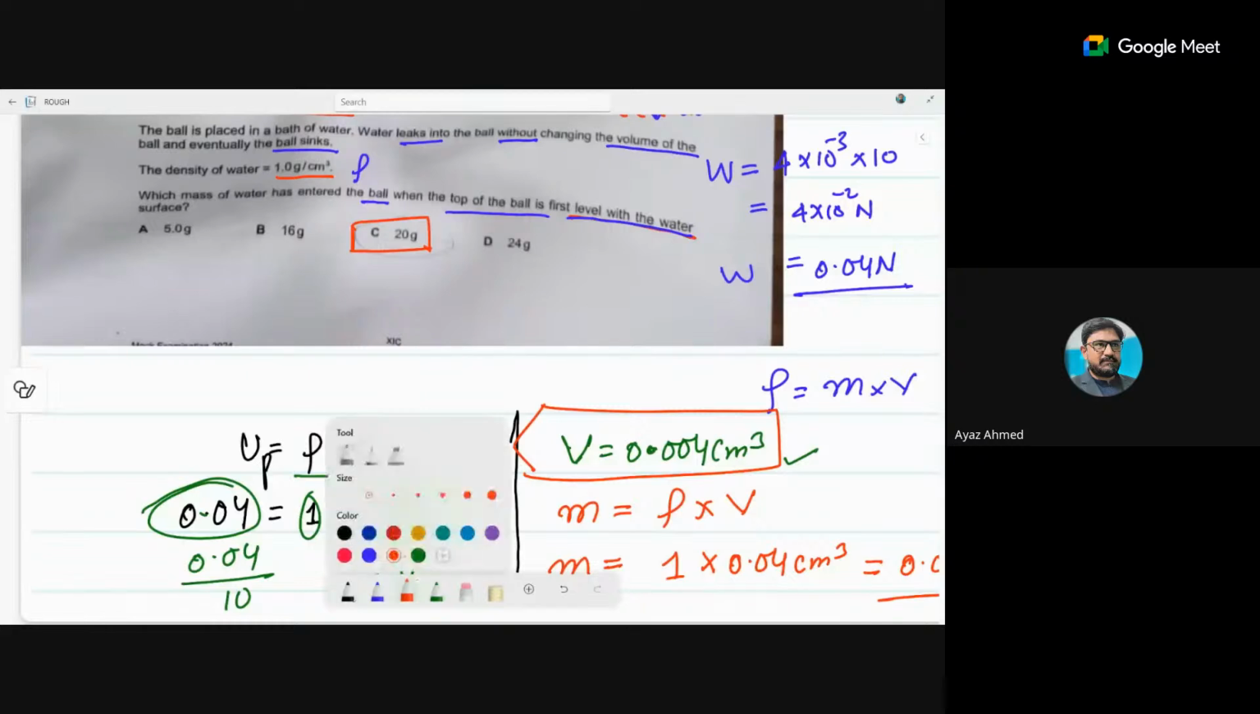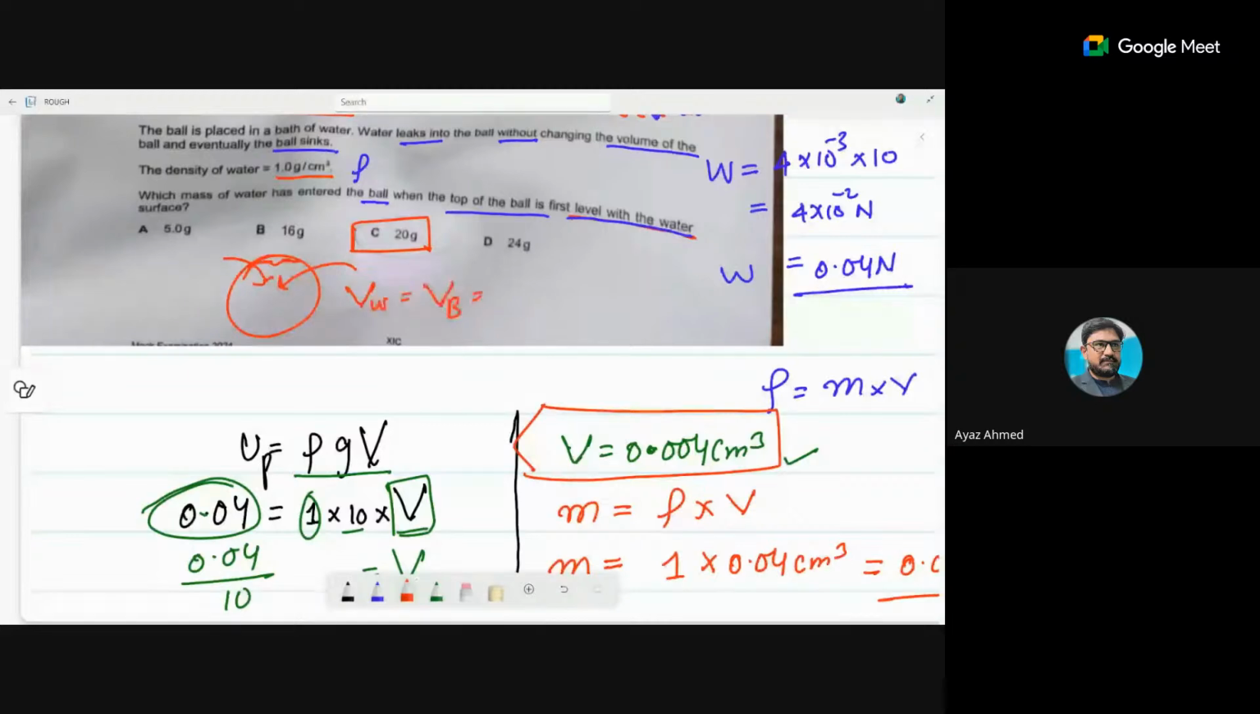You put that, if it is completely submerged, I mean, if it is completely filled with water, then definitely the volume of the water is same as the volume of the ball. You assume this condition, and then it must be 20 cubic centimeter. And if 20 cubic centimeter of water entered in, then the mass of the water would be 20 times 1, it would be 20 grams.